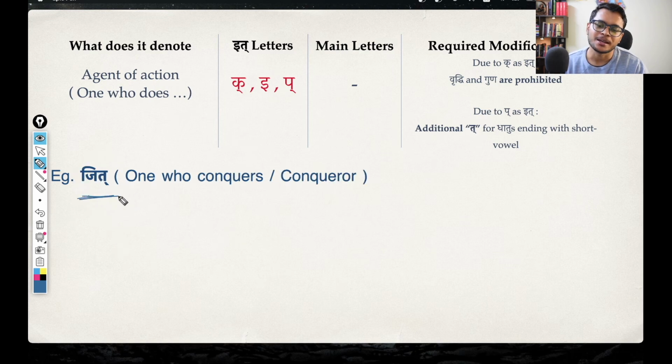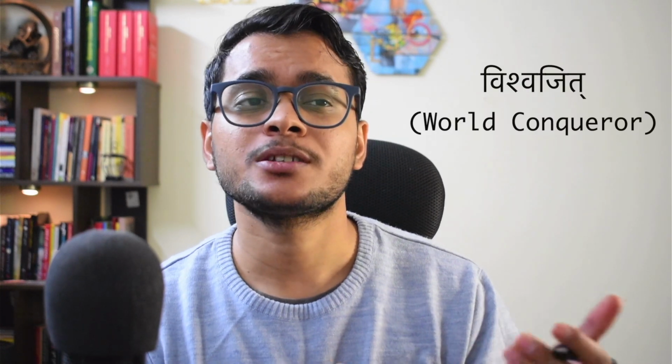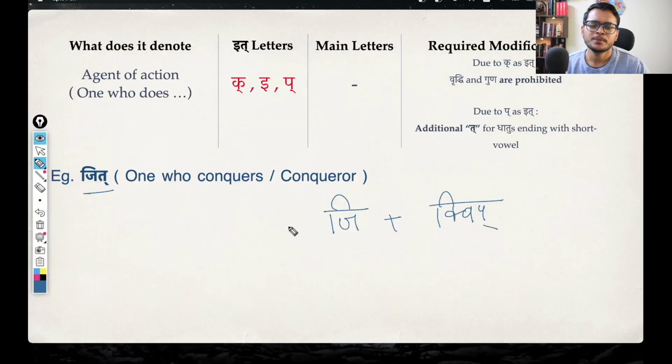And now take this example, jit. So jit is one who conquers, the conqueror. And this pratipadika we use. This is a takarant pratipadika, jit, that means one who conquers. And we use it in samasas like Vishwajit, right? Vishwajit, the conqueror of the world. So the jit pratipadika is commonly used. And this pratipadika is coming from ji dhatu. Ji dhatu means to win.